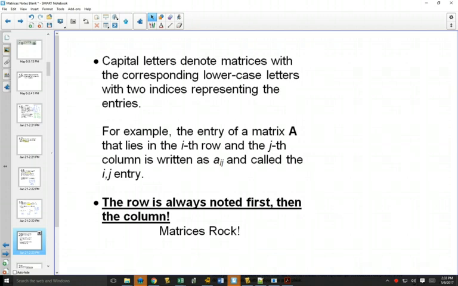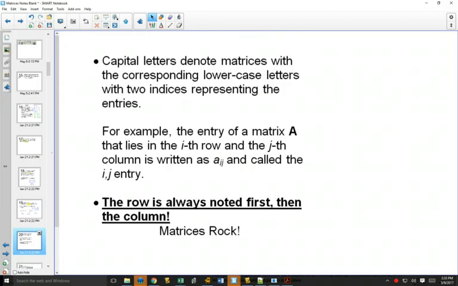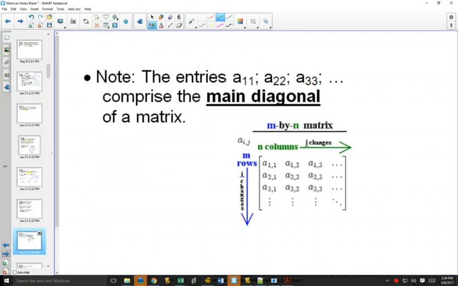So when we're talking about matrices, we use capital letters to describe them. So if we wanted to give this matrix a name, we would use a capital letter for that matrix. So here's a capital M for this one, capital P, capital S. You can use any capital letter to describe them. Then when we're talking about the elements within the matrix, we use a little letter for that. We'll do an example here in a second.